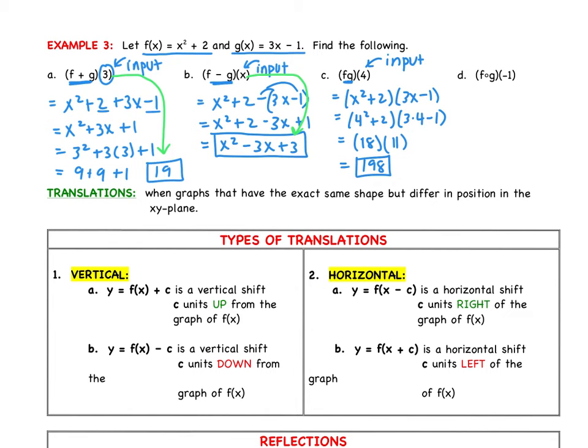Okay. Last one is D. You should notice that the notation in D is a little bit different. Here's what that notation actually means. A way to rewrite this, this is f of g of -1. So this is telling us to plug -1 into g, then whatever we get gets plugged into f. So we are going to start with this inner part, which is g of -1. So we get 3 times -1 minus 1, which is -3 minus 1, which is -4.